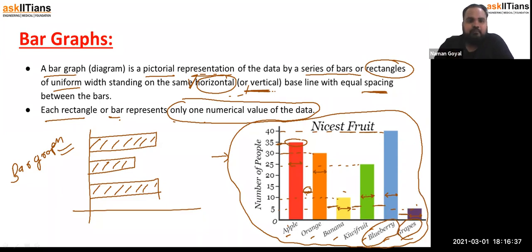It will take time, right? And if I draw the bar graph of that particular data, it will take hardly seconds, right? 1 second, 2 seconds. Okay, so this is the benefit of the bar graph or any graph. So it is very important to use the graph for representing the data, right? Are you getting my point? Is there any doubt?